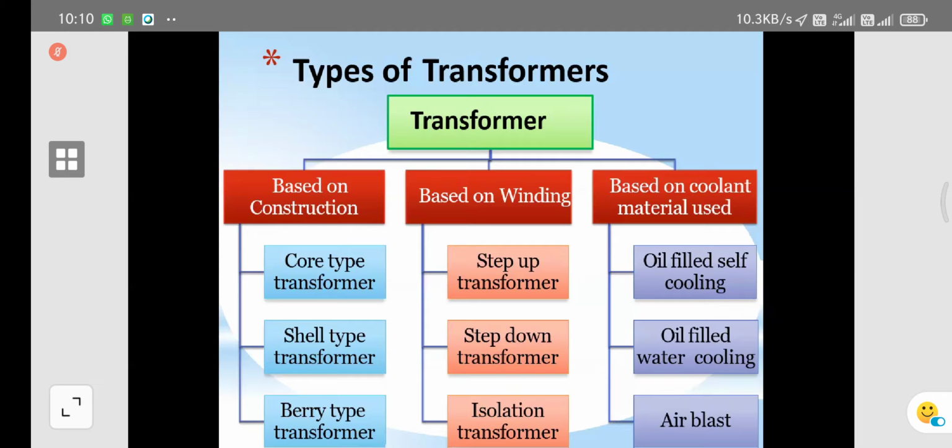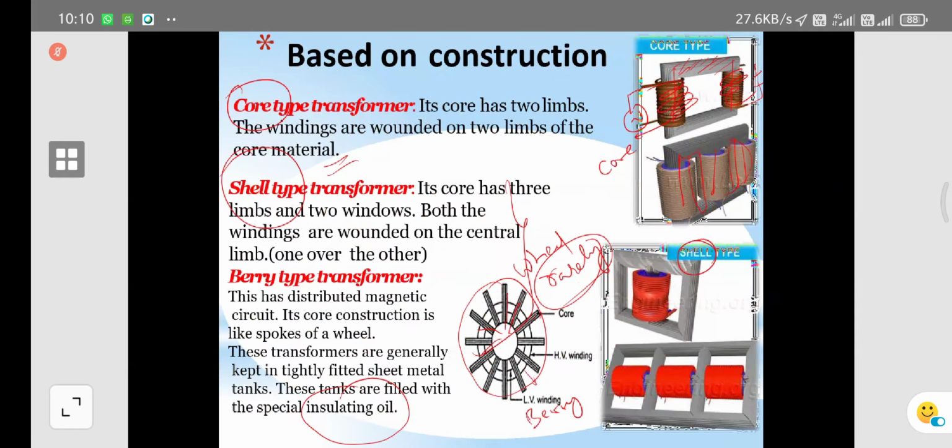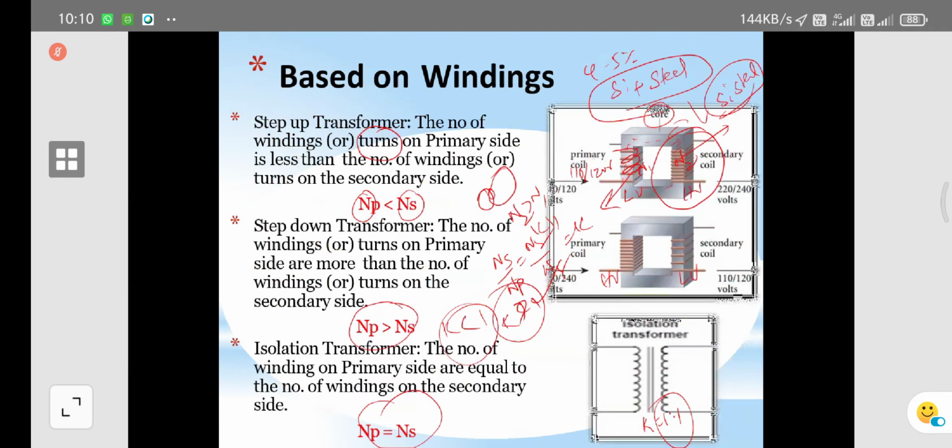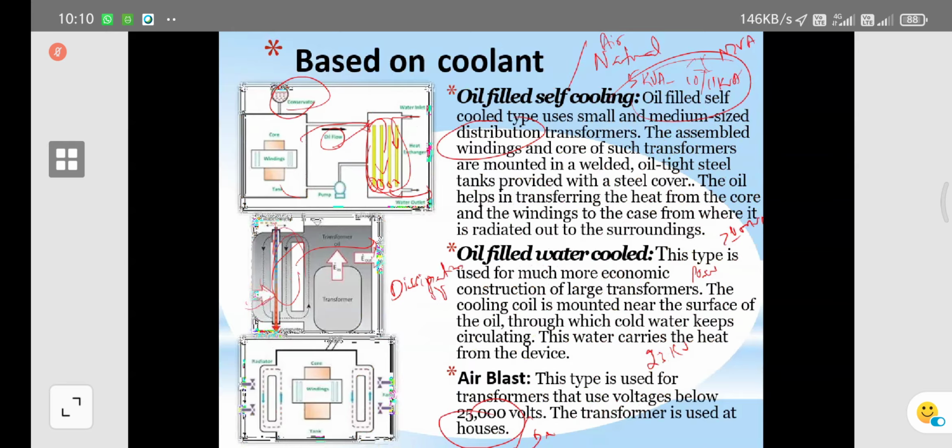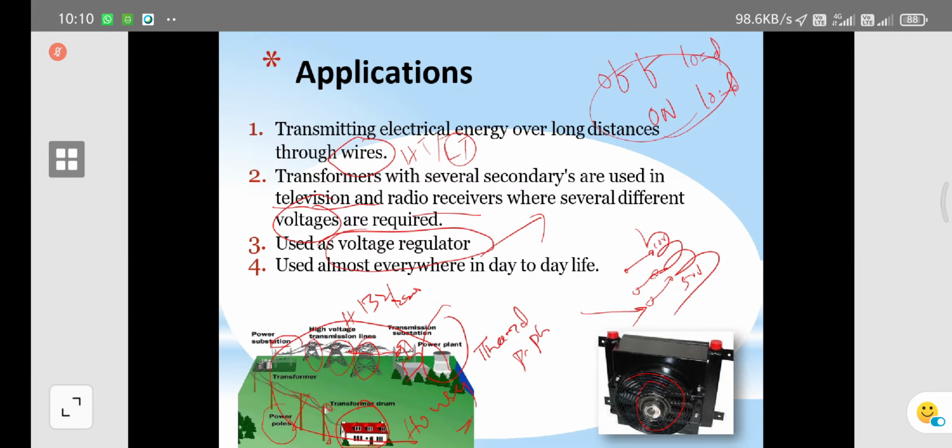And what about based on coolant material? We have discussed oil filled self cooling, oil filled water cooling, and air blast. So these are the core type, shell type, and berry type transformers, and based on winding, step up, step down, and isolation transformers. Next, applications we have discussed: a voltage regulator, television and radio receivers where several different voltages are required, and we can transmit the energy over a longer distance through the wires.